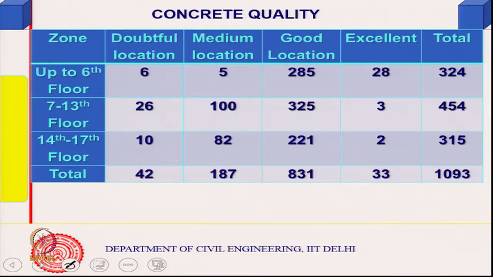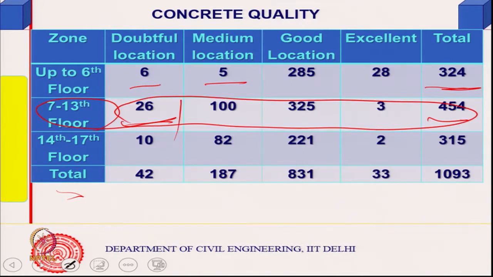It was actually a 17th floor building. Up to 324 locations were tested up to the 6th floor, because the concrete was distinct. You can find there are 3 different concretes and 5 medium, 6 doubtful locations. So, out of 324, in this case there is a different concrete. 454 tests were done on ultrasonic pulse velocity, and 26 locations were doubtful. So, this set of concrete was relatively bad.